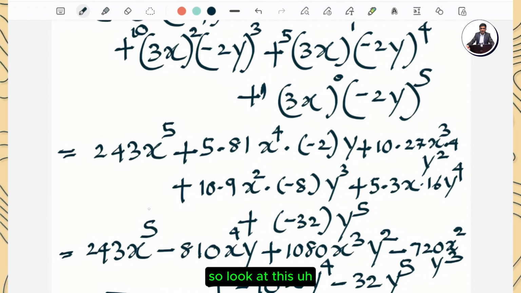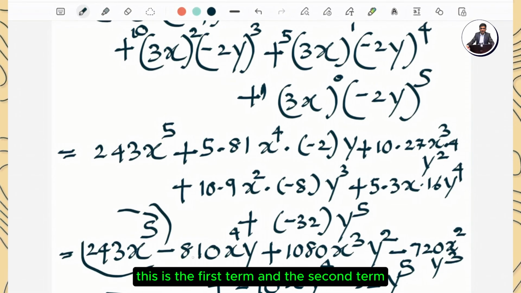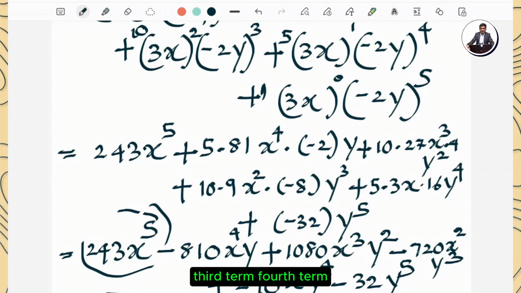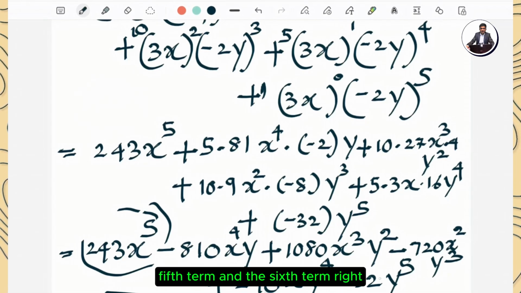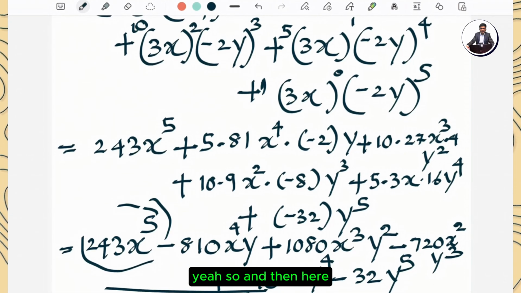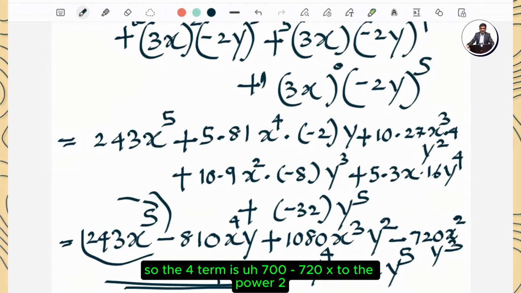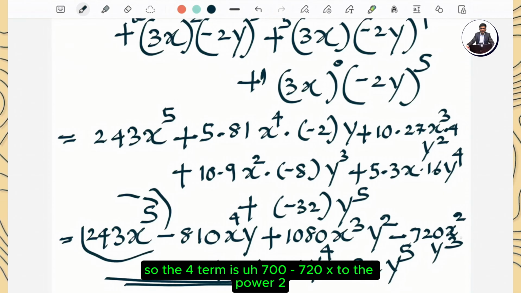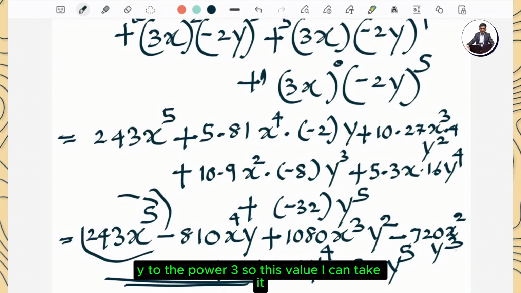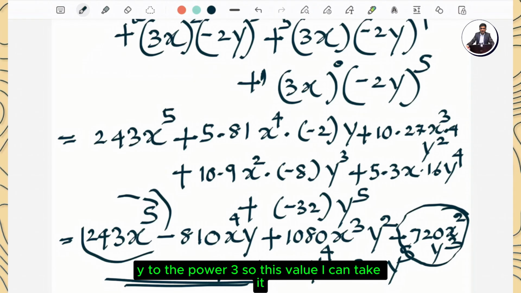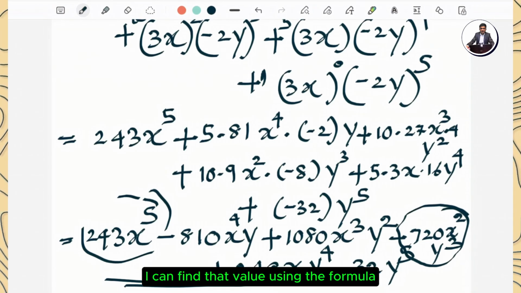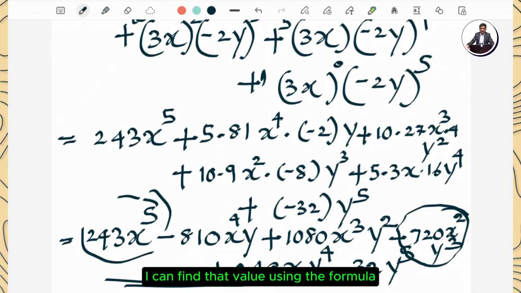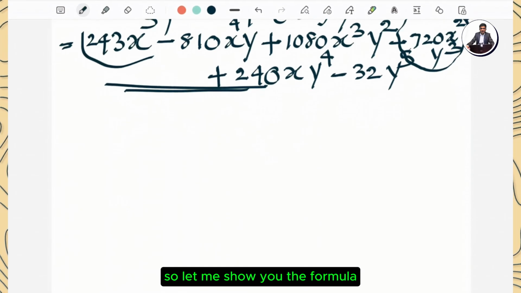So look at this. This is the first term, the second term, third term, fourth term, fifth term, and the sixth term, right? So the fourth term is minus 720 x squared y to the power 3. This value I can find using the formula. So let me show you the formula.